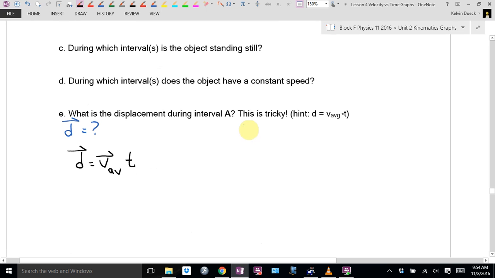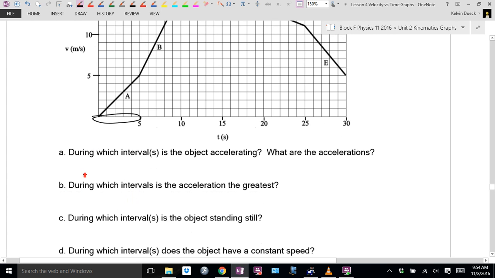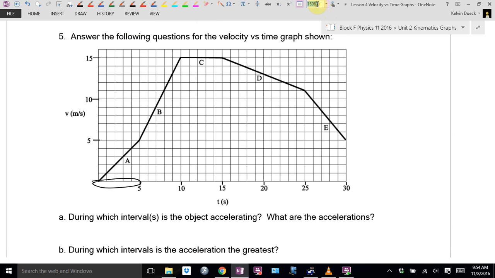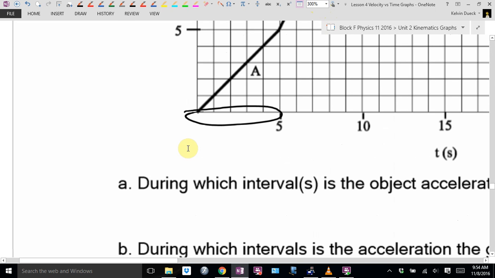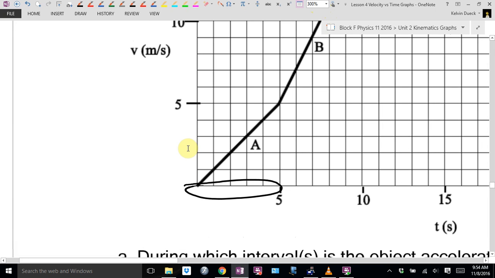I said, huh. If I could somehow find the average velocity over that interval, I'm good to go. So I stared at this graph for a while. And I said, how can I find the average velocity on this interval? And I had a brainwave.